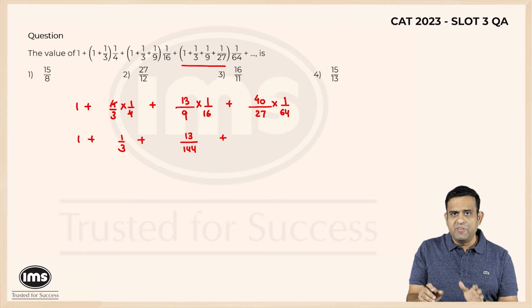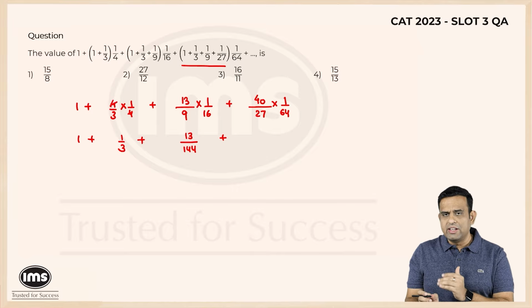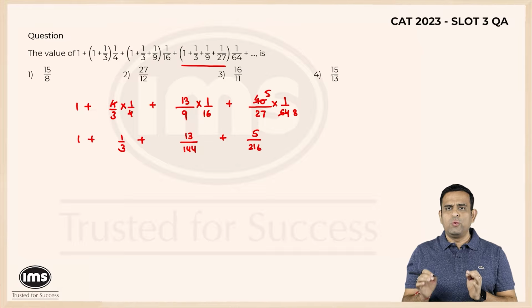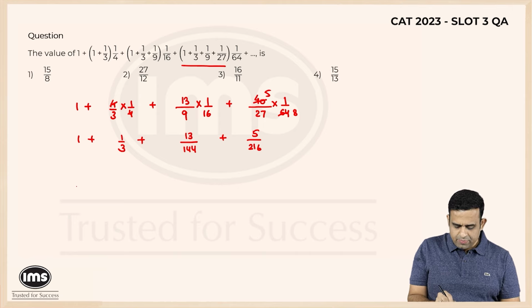Then this particular part we can reduce. I can cancel 40 and 64 by the number 8. 8 5s are 40, 8 8s are 64, so 5 over 216. At this particular point, one should use a calculator or you can go for some approximation.